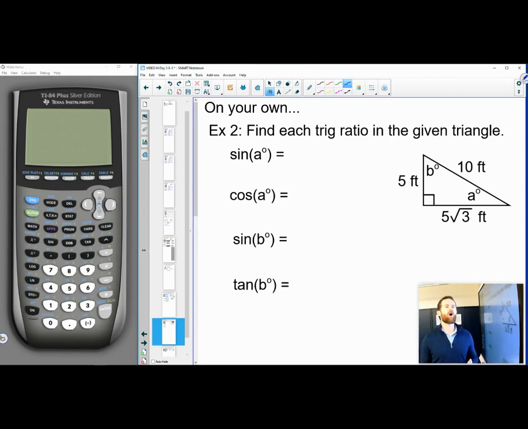I want you to try example 2 on your own. So pause the video right here, give these problems a shot, and come back when you think you have an answer. We're going over in 3, 2, 1, let's roll.